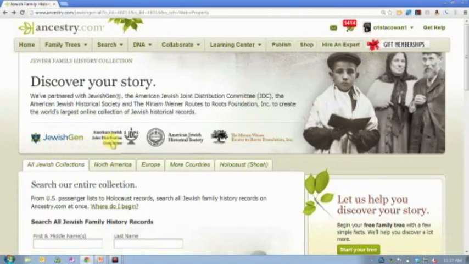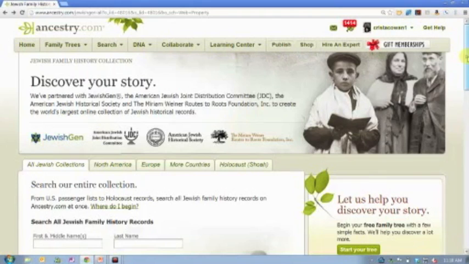We also have records from some of the local United States Jewish organizations that maintain records: the American Jewish Joint Distribution Committee, the American Jewish Historical Society, the Miriam Weiner Routes to Roots Foundation, and most notably the United States Holocaust Memorial Museum. Of course, the Holocaust records are available for free as well. Those are being indexed by our World Archives Project contributors. Some of these other records do require a subscription, but JewishGen records and the Holocaust Museum records are available for free.